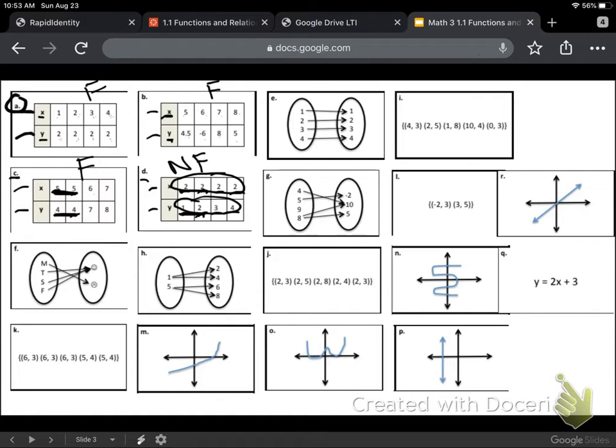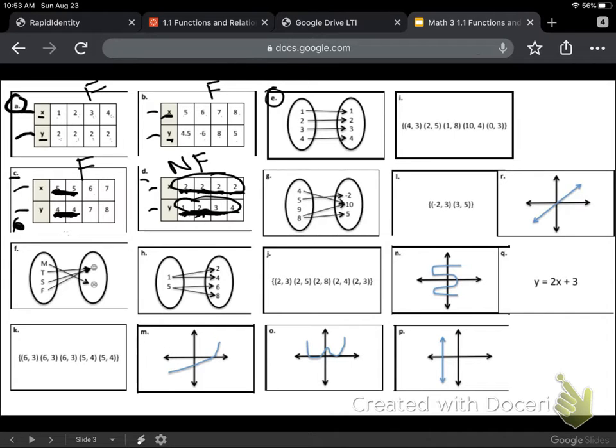And I'm going to tell you right now, you can tell if it's not a function if you have a table like this and your x's repeat. If your x's repeat, it's not a function if they go to different numbers down here. Right here they repeat, but they went to the same number, so it was still a function on this one. That's why this one was a function. The x's repeated, but they went to the same number. Here your x's repeat and they go to different numbers, so you know it's not a function. Let's go ahead and look at E.